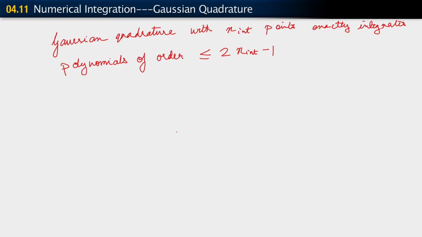So if we go back and look at n int equals 1, it integrates linears exactly. N int equals 2 integrates up to cubics exactly. N int equals 3 integrates up to quintics, and so on. All right, that's what we need to say for numerical integration, and we'll end this segment here.